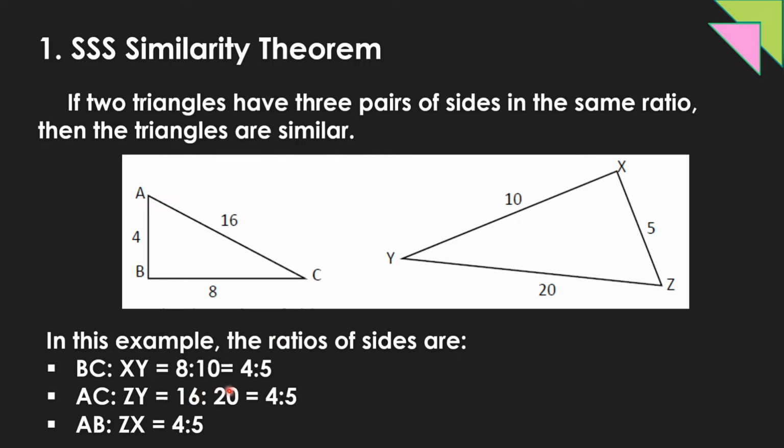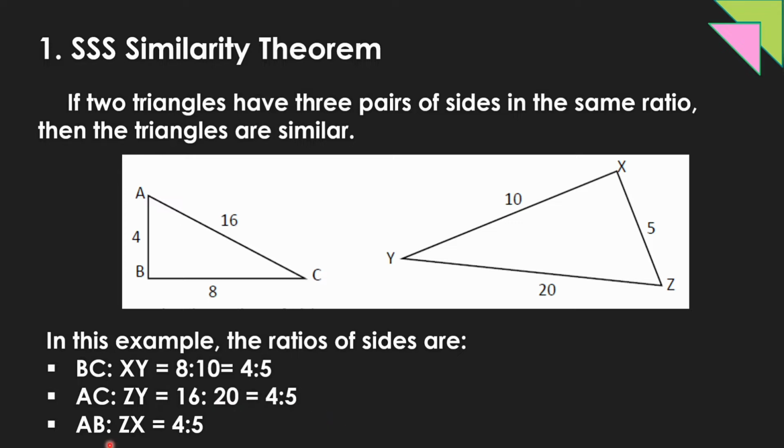Simplify by using the greatest common factor. The GCF of 8 and 10 is 2. So divide 8 by 2, that is 4. 10 divided by 2 is 5. So the simplest form of the ratio is 4 is to 5. Next, AC is to ZY. AC is 16, ZY is 20. So 16 is to 20, simplify. That is also 4 is to 5.